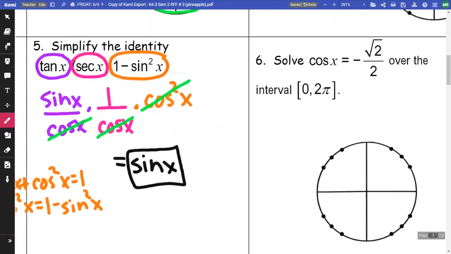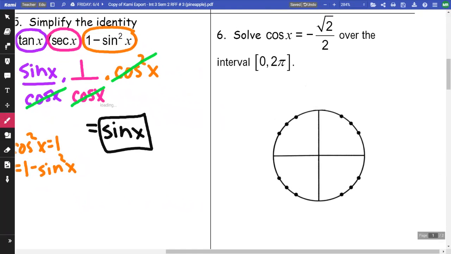On number 6. So on this one, I am trying to figure out where my cosine is a negative root 2 halves, and I'm going from 0 to 2 pi, including 0, including 2 pi. So cosine is negative in quadrants 2 and 3, and it is at the pi fourths where I have root 2 halves, root 2 halves, okay? So on this side, this is going to be negative root 2 halves, positive root 2 halves.